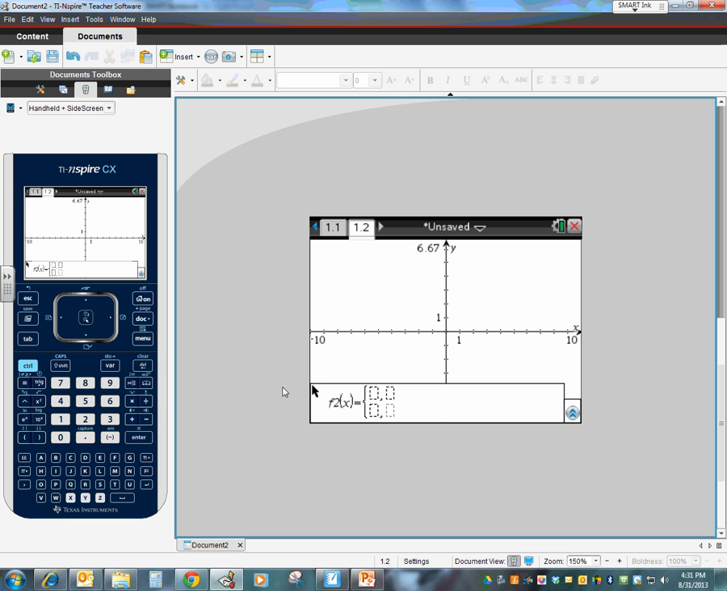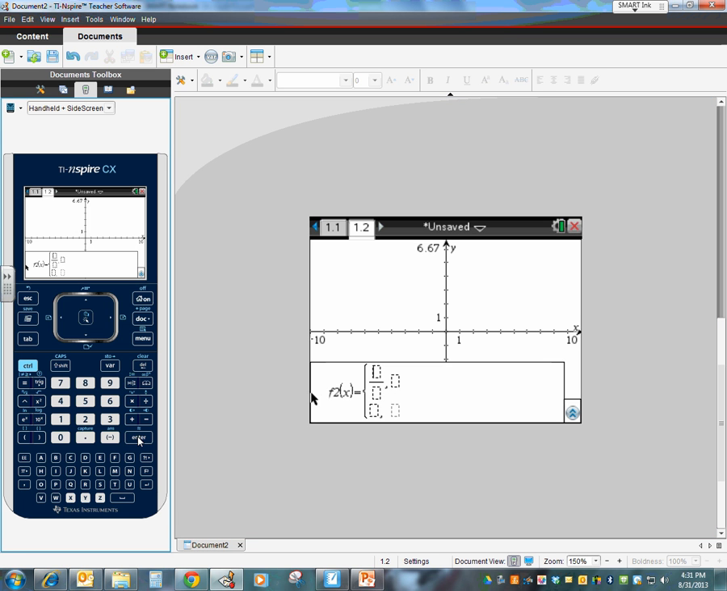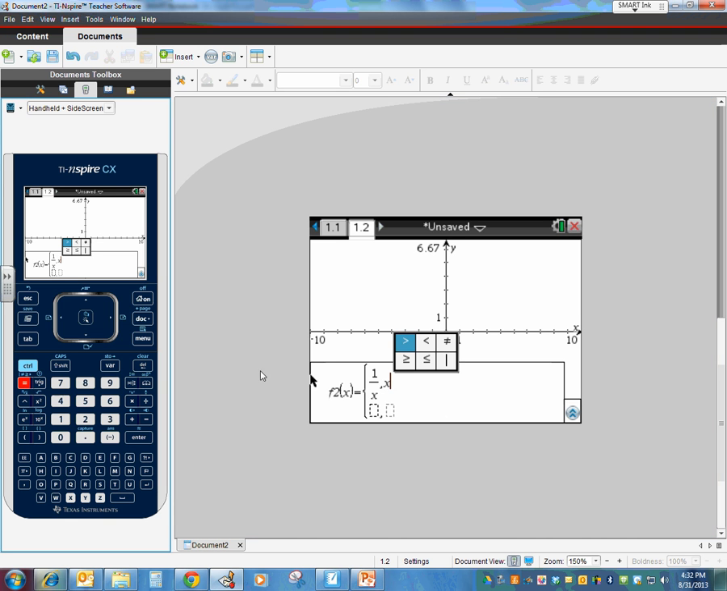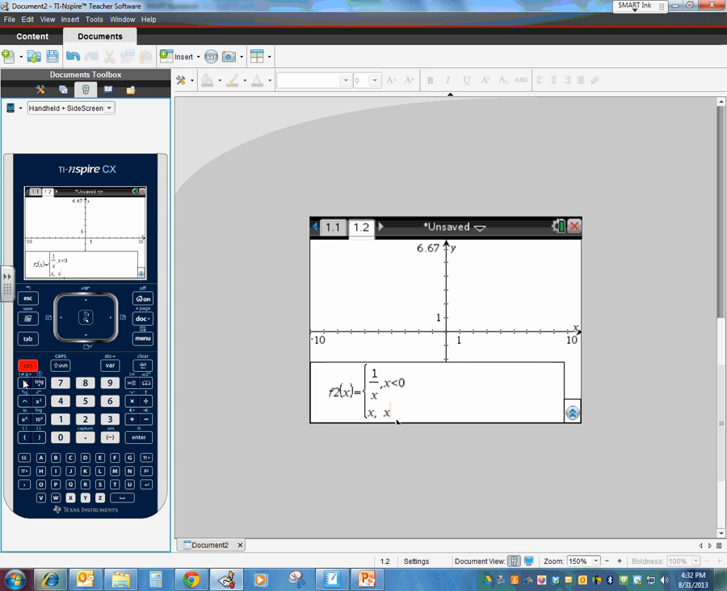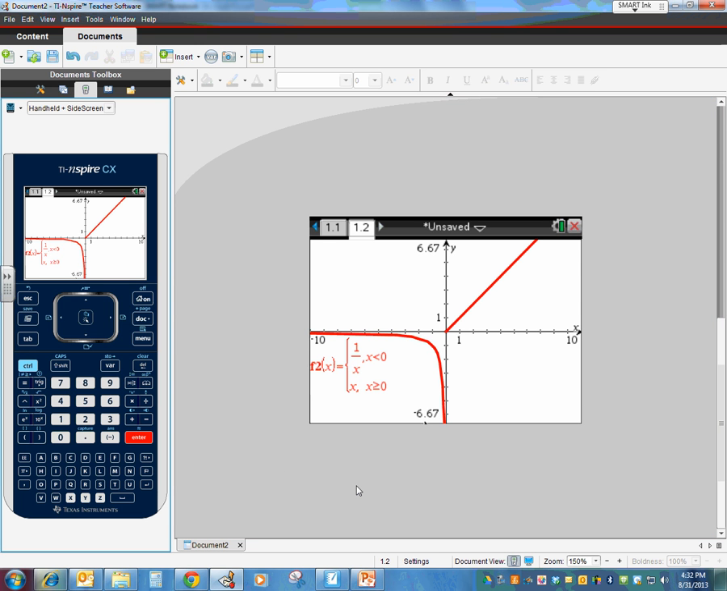Now the top part was 1 over x. Again, let's pull up my fraction template, highlight it, press enter, and type 1 over x. And I believe that was for x less than 0. Our less than is right here above the equals, so we hit control equals, less than 0. And then I go to the bottom one. Of course, it was equal to x when x was control equals, greater than or equal to 0. And once we hit enter, it will actually graph for us.